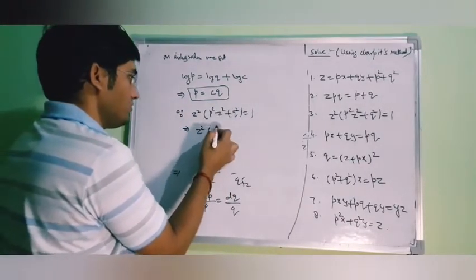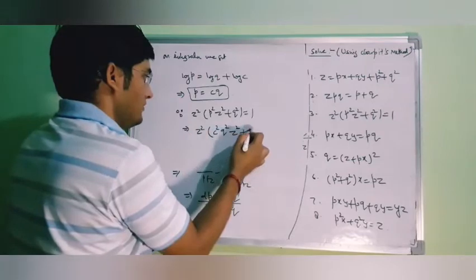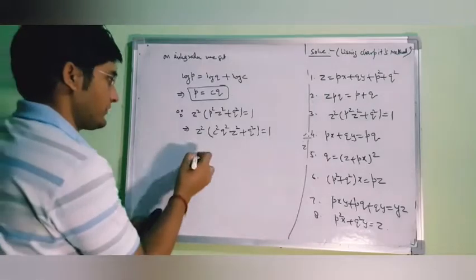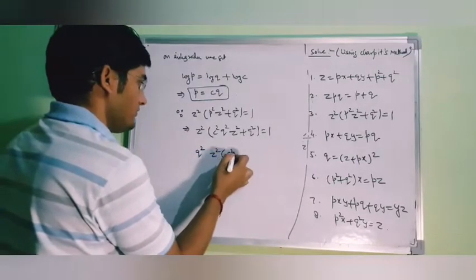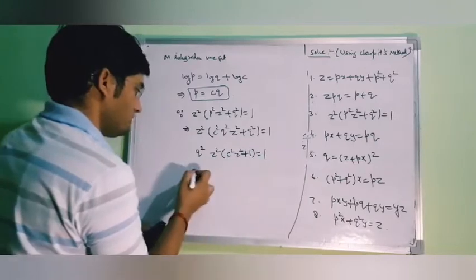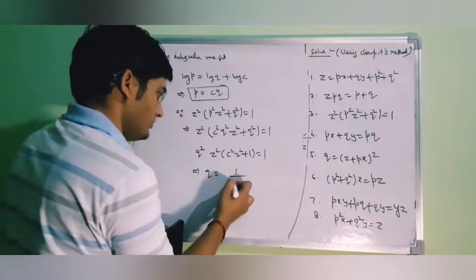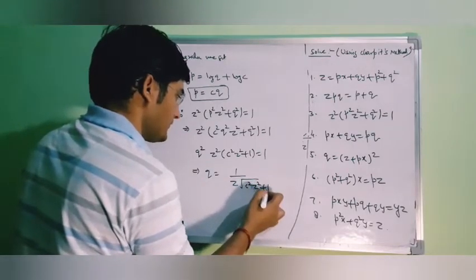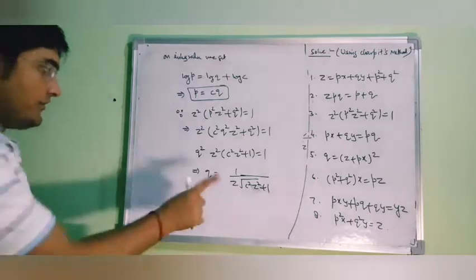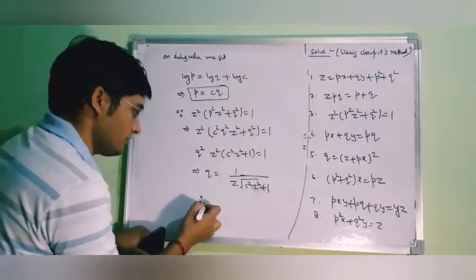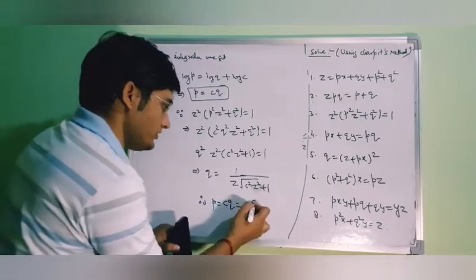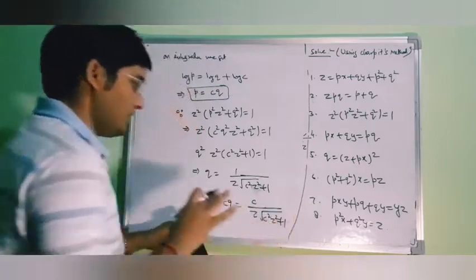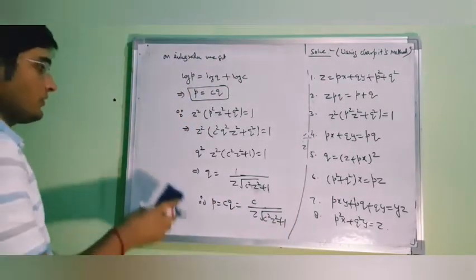So if p equal to cq, then this will be equal to 1. So from here, let us take q square common. So this will be equal to 1. So from here we will get q equal to 1 upon z under root c square z square plus 1. So this is your q. Now if it is q, then p will be, therefore p equal to cq equal to c upon z under root c square z square plus 1. Thus we have the value of p and q.